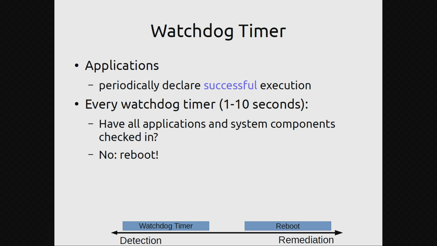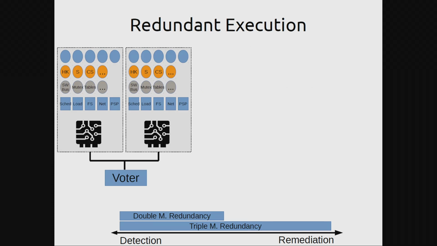All of your applications and systems periodically say, I'm in a good state. The watchdog timer comes along and asks, has everybody said you're in a good state, yes or no? If so, you keep on trucking. If not, you reboot the system. So detection is explicitly managed by the applications, and reboot is the remediation mechanism. We don't do anything special here. I think it's just interesting to point out the de facto.